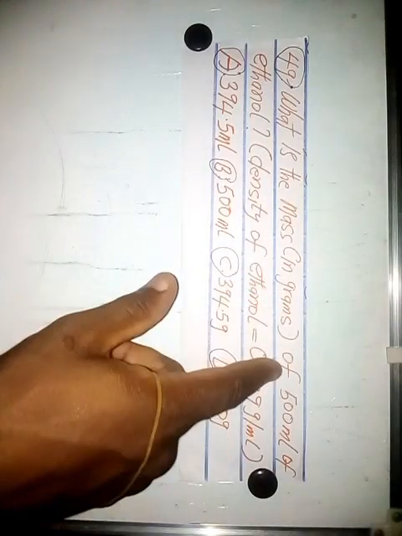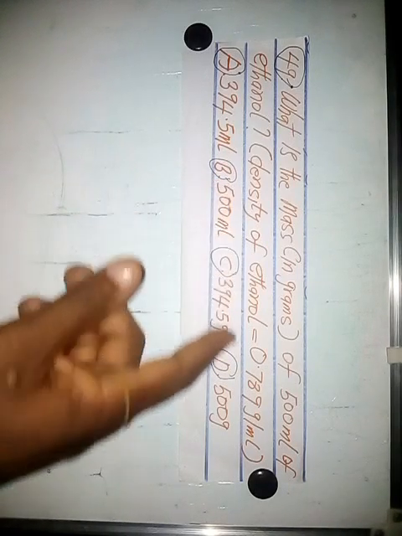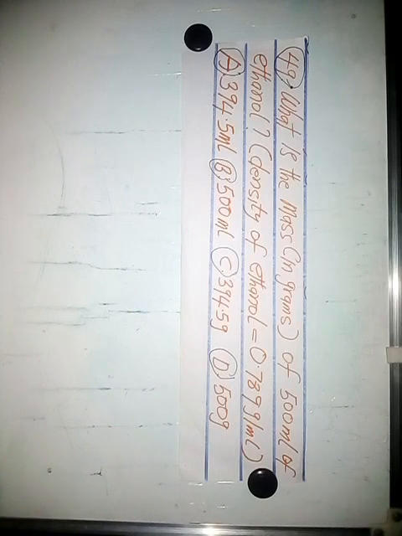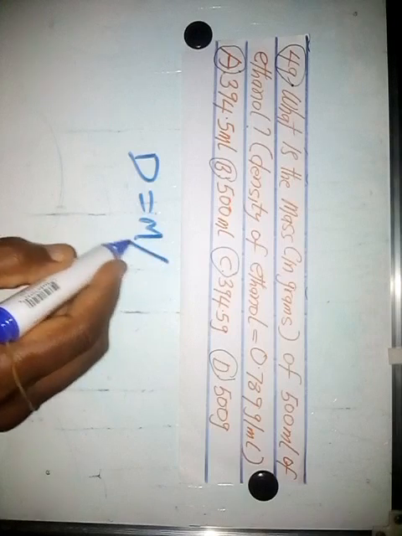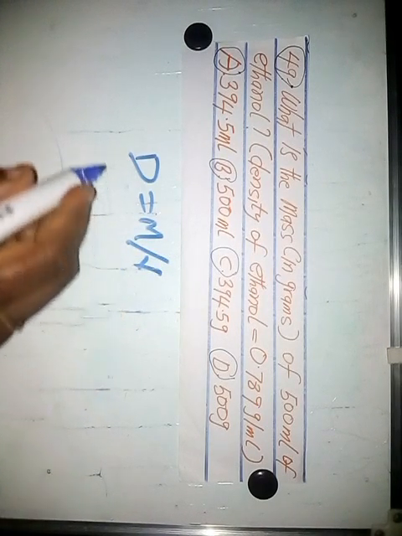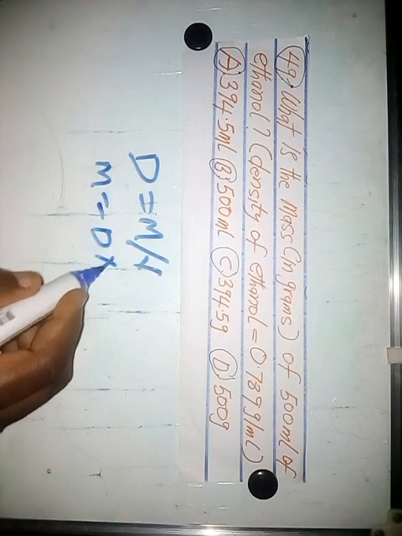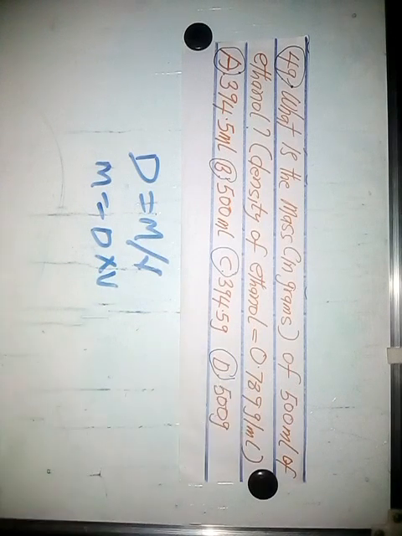What is the mass in grams of 100 ml of ethanol? We are given the density of ethanol to be 0.789 gram per ml. We know that density is equal to mass over volume. We are looking for the mass, which is like saying mass equals density times volume. We're given the volume, we're given the density.